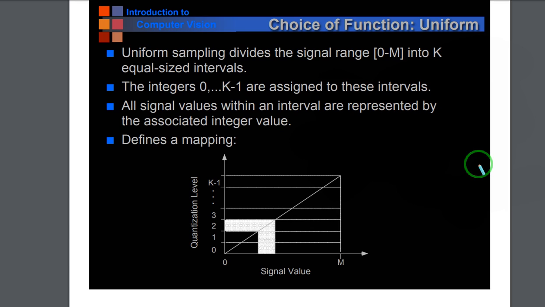All signal values within an interval are represented by the associated integer value, which defines a mapping. Simple as that. You have a signal value from 0 to m, then you have quantization levels 0, 1, 2, 3, 4 up to K minus 1. Once you have a signal value, let's say 2, your digitization will be maybe 2 or 3 and so on. So with uniform, each and every K value will be equal and the size will be the same.